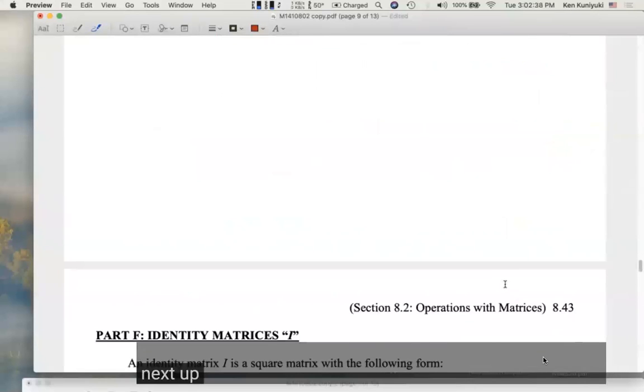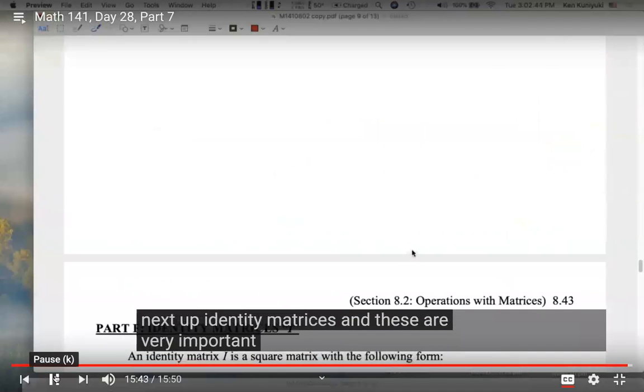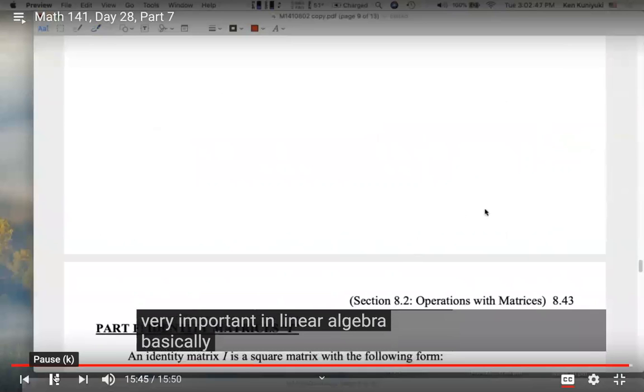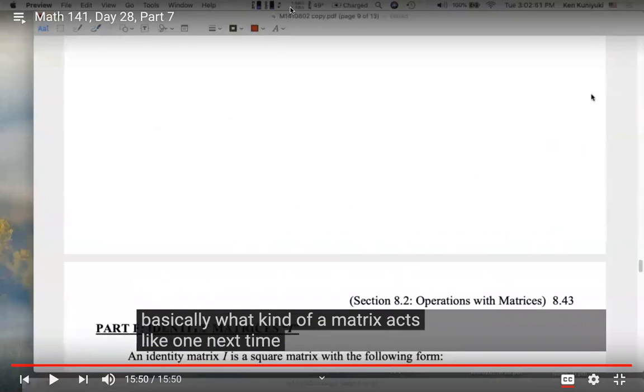Next up, identity matrices. And these are very important in linear algebra. Basically, what kind of a matrix acts like 1? Next time. All right. Any questions so far? All right. That's matrix multiplication. All right. Going on. What kinds of matrices act like 1?